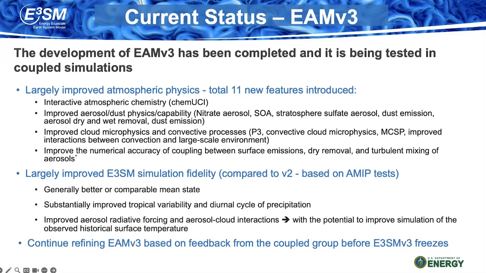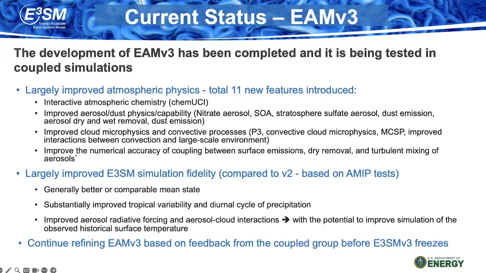Like I mentioned last year, after more than 4 years of major model development effort, we have successfully developed and introduced 11 new features that represent a significant update of the current atmospheric physics for E3SM. Those 11 features were made in improving the representation of atmospheric chemistry, aerosol, cloud, and convection. This is a really big update for the atmospheric physics for the E3SM atmosphere model.